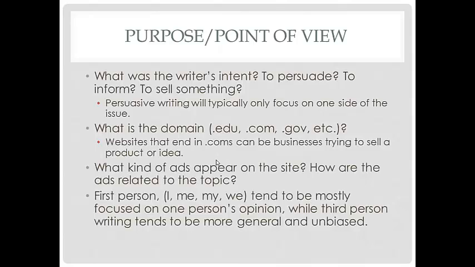First person, we're talking about point of view here. First person means using I, me, my, we. These tend to be focused on persuasive writing and one person's opinion, while third person writing tends to be a little more general and unbiased. Third person means he, she, it, proper names, those kinds of things. So that will mean that it's usually more formal writing and unbiased.